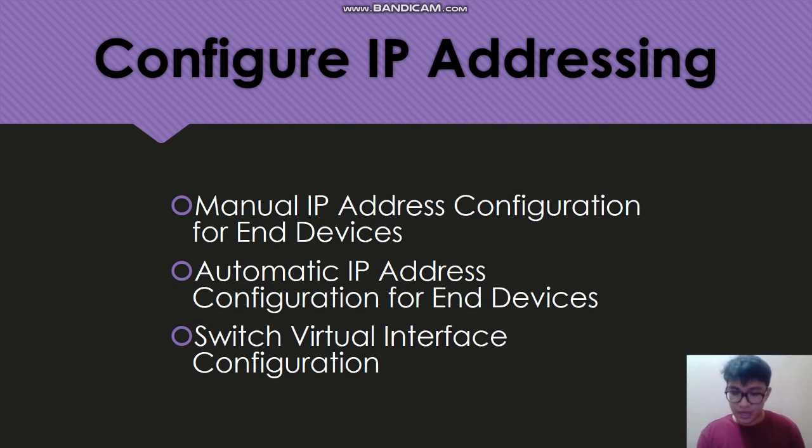Next one is configure IP addressing. Number one in this is the manual IP address configuration for end devices. In order for an end device to communicate over the network, it must be configured with a unique IPv4 address and a subnet mask. IP address information can be entered into the device manually or automatically using Dynamic Host Configuration Protocol, also known as DHCP.